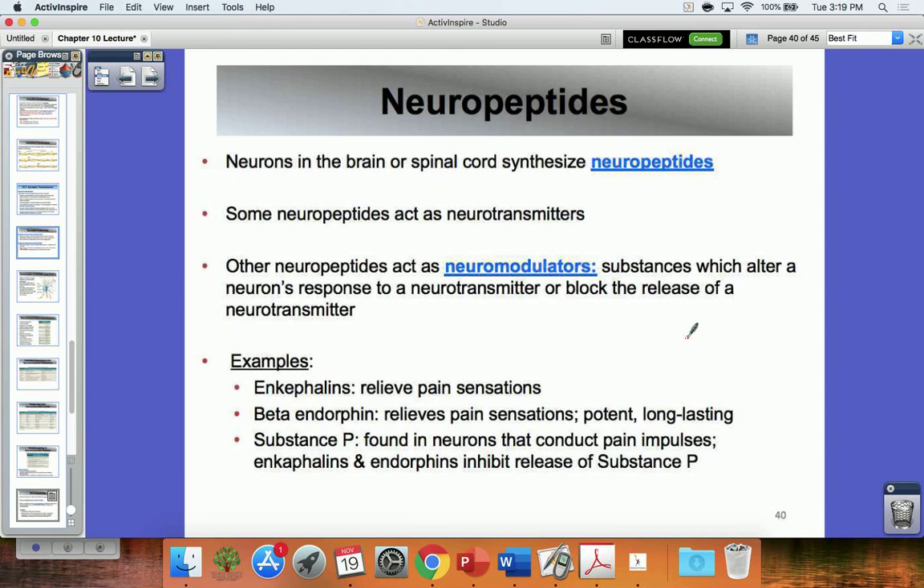We also have neuropeptides, and neuropeptides are just proteins that can be produced by neurons, and some of them can also act as neurotransmitters or neuromodulators that can alter the way that a neuron would usually respond to a neurotransmitter or even block the release of a neurotransmitter. Some examples, you may have heard of them, enkephalins. This is what we have naturally to help to block the sense of pain, or also something else that helps to relieve the sense of pain, endorphins.